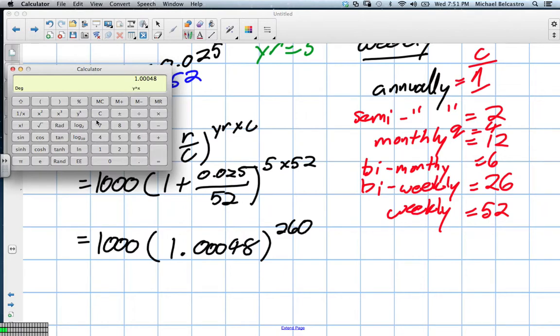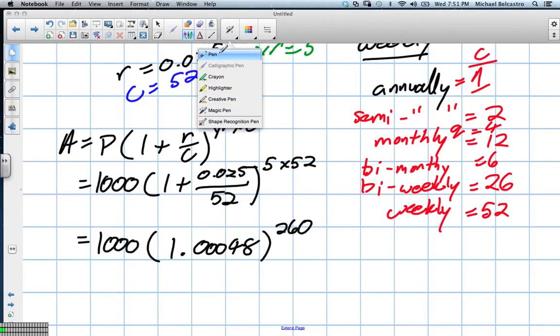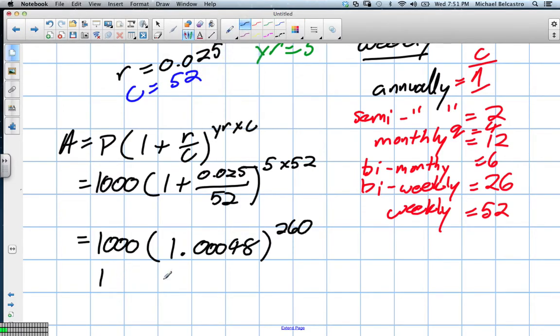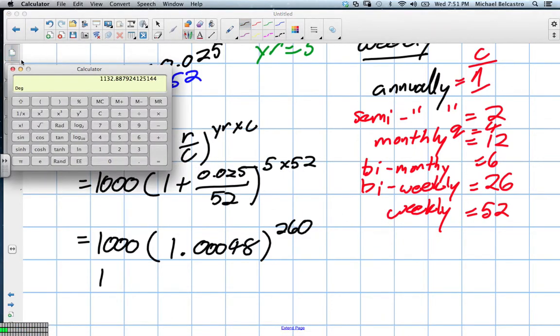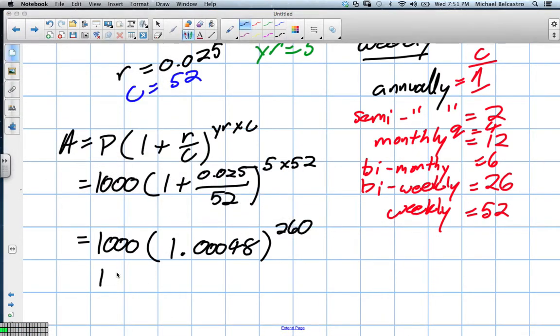1.00048 to the power of 260, and then I'm just going to multiply that by 1,000. He now gets 1,132.88. What did I say? 132? I forgot already. Yeah, 132.88. You're right, it does round up. Okay. So the total amount is $1,132.89.